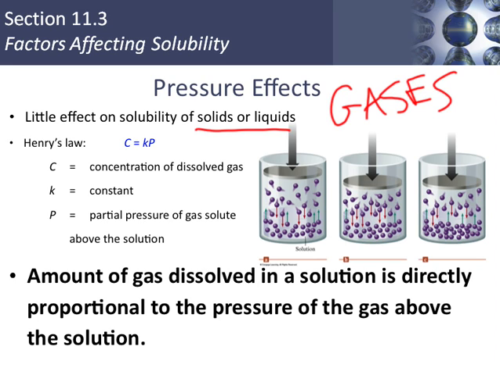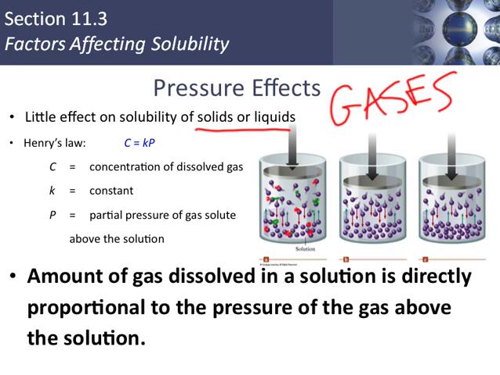To make a liquid become a solid would take an inordinate amount of pressure, and it just doesn't happen. Okay? So we only think about it when it comes to gases. So if I'm trying to make a solution, and you can't see it here, but there's two different colors of little balls, so I'm making them different colors.